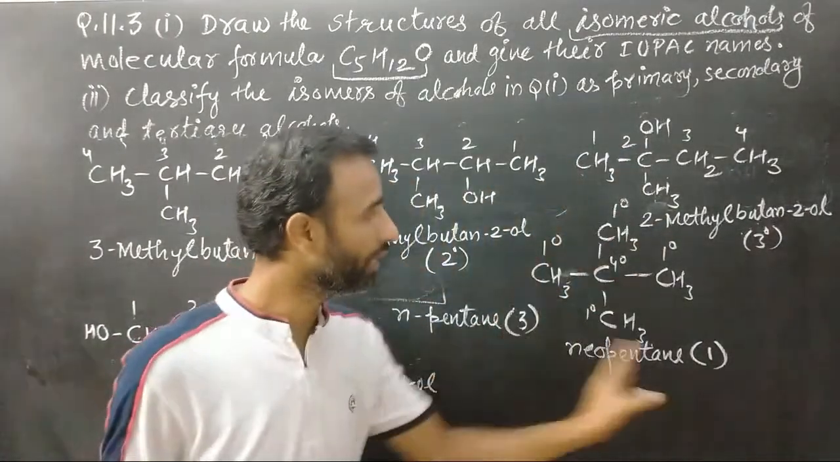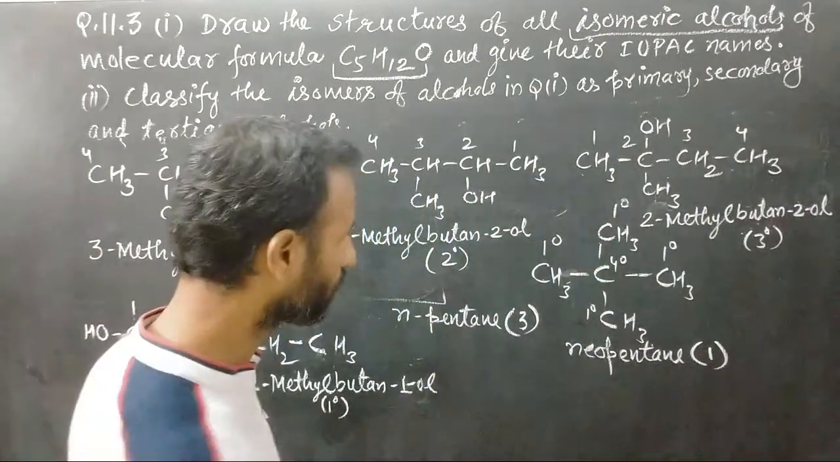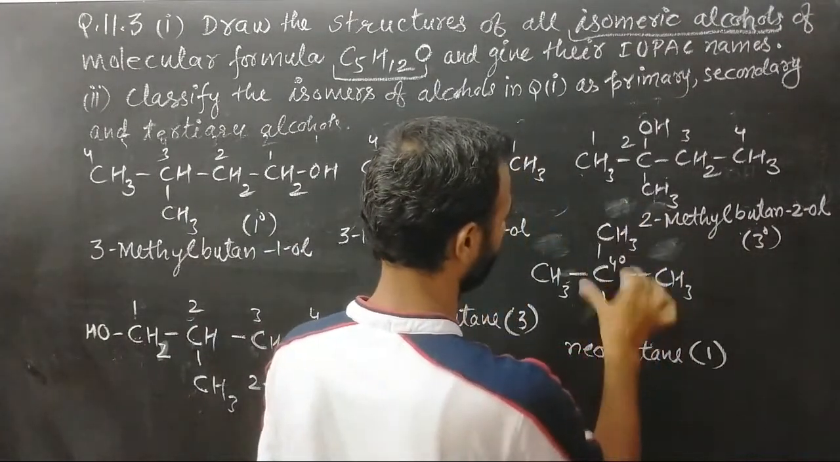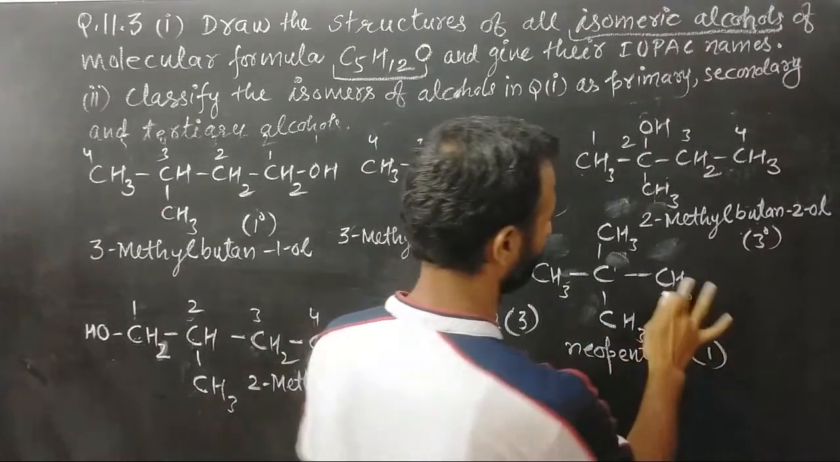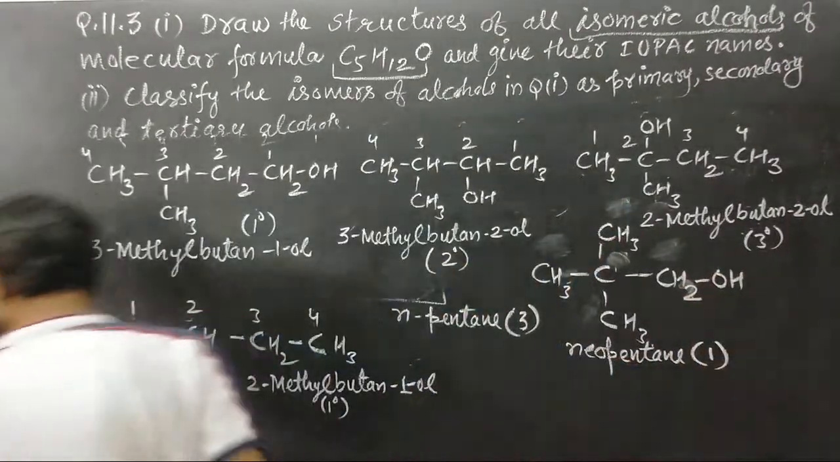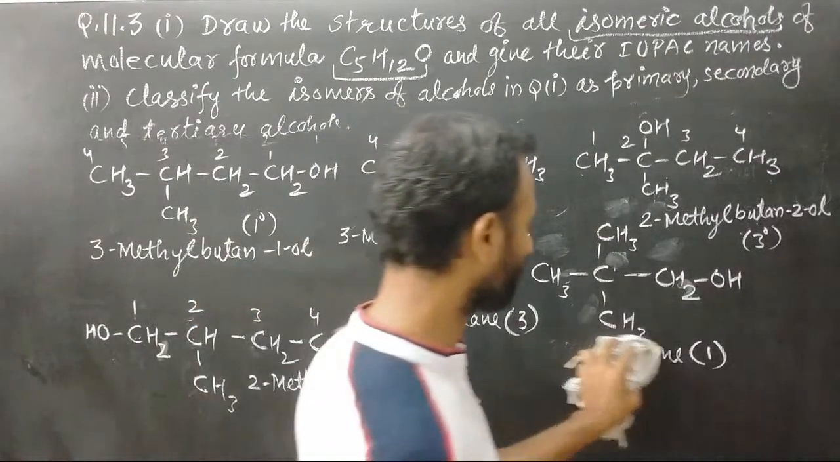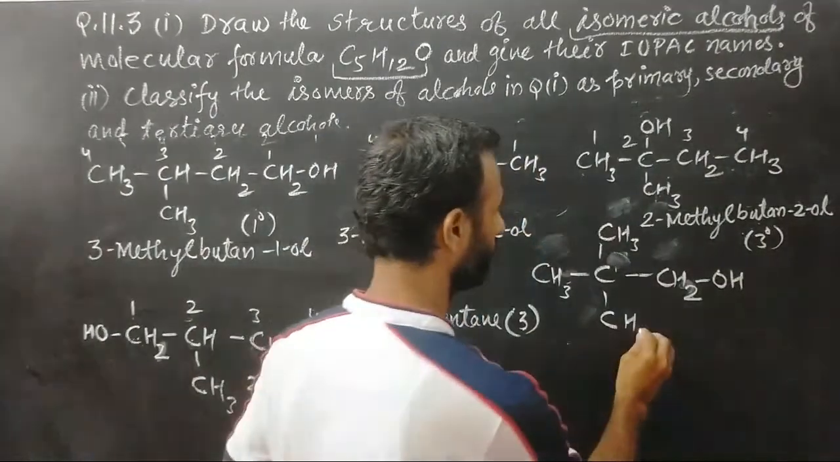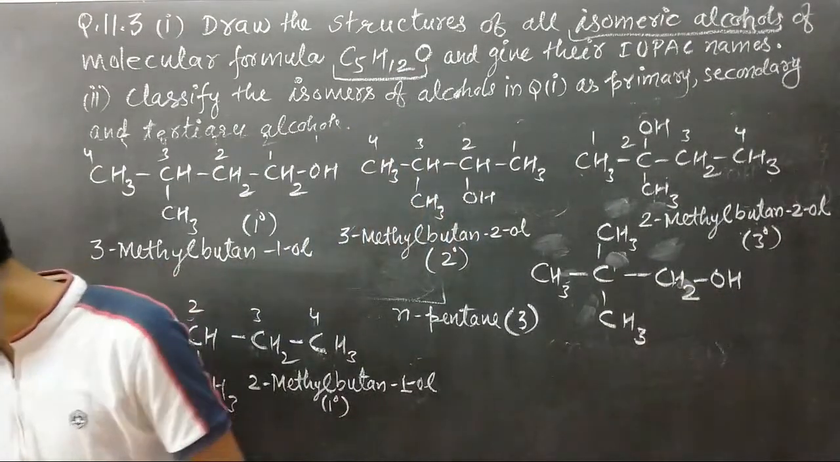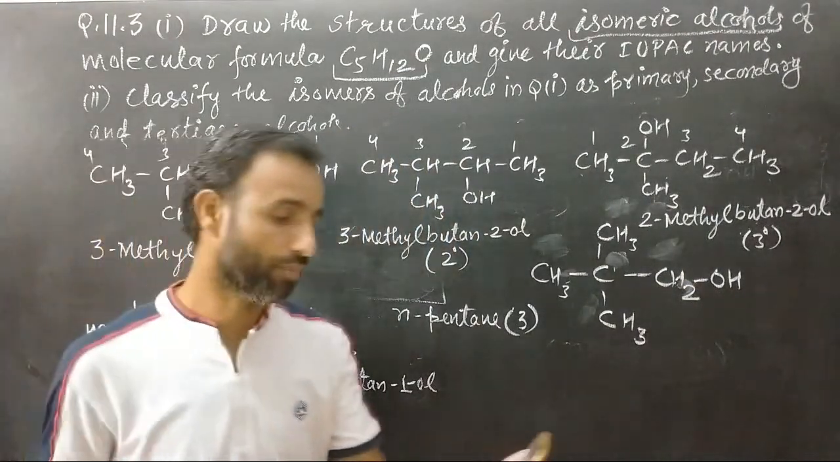Now neopentane, only one isomer is possible. Just write like this. Okay, so the name of this compound. First write the name of this compound. Yes, what is the name of this particular compound?